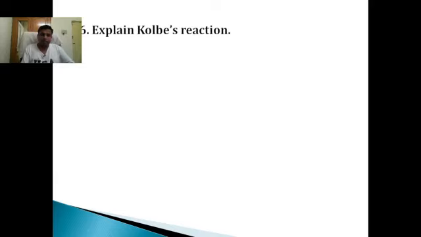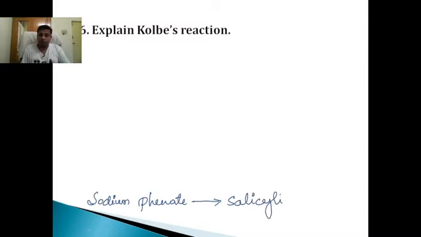Explain Kolbe's reaction. Anybody please? We know Kolbe's reaction involves the conversion of sodium phenate to salicylic acid. Conversion of sodium phenate to salicylic acid is called Kolbe's reaction. So we have to explain Kolbe's reaction. How? We know sodium phenate. Look at the explanation. I told you, you have to write both explanation as well as the reaction for 2 marks.